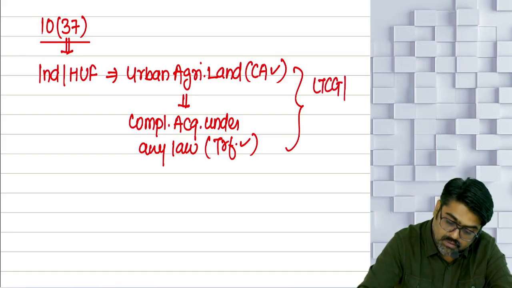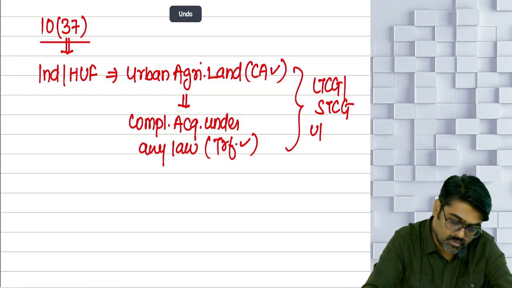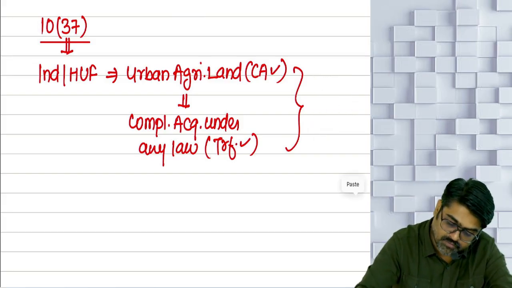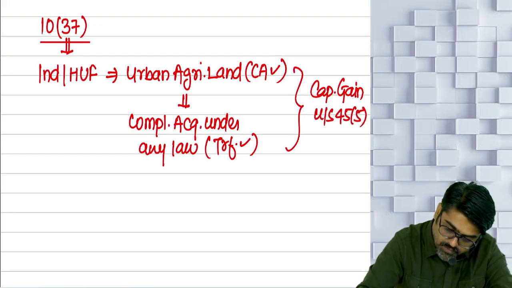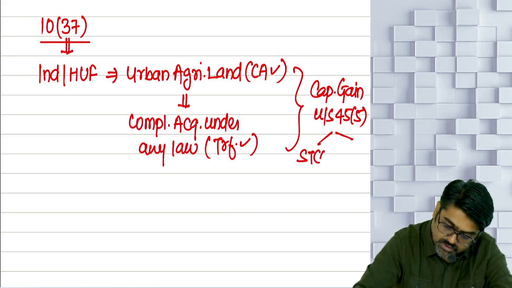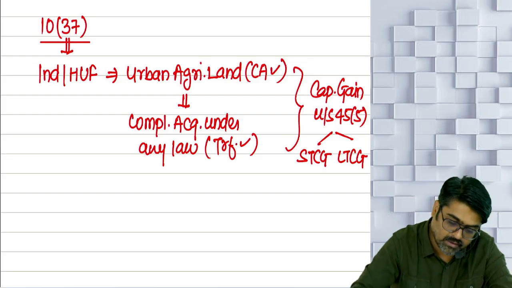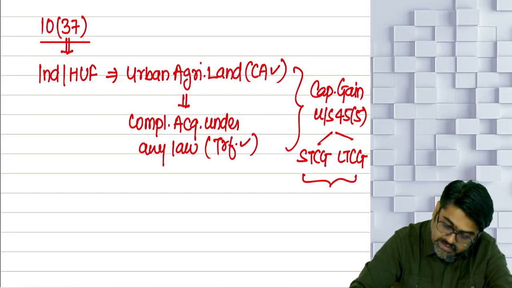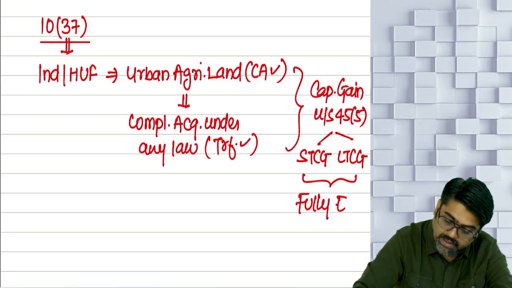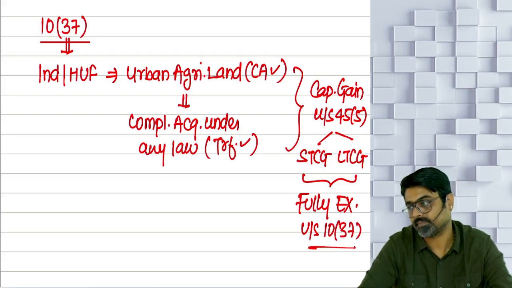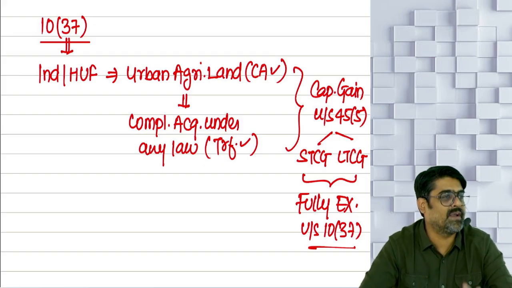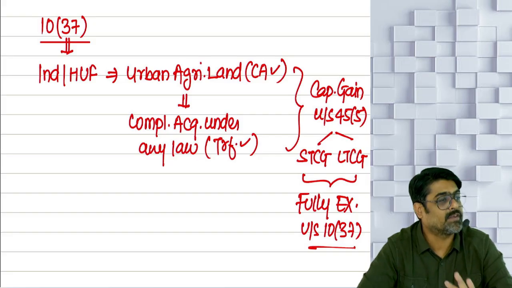Long-term capital gain or short-term capital gain is calculated under section 45(5). So usually on compulsory acquisition of a capital asset under any law, the capital gain is calculated under section 45(5), and that capital gain can be short-term capital gain or long-term capital gain also. Yes or no? This entire capital gain will be fully exempt under section 10(37). So no need to calculate also, because even if you will calculate, the amount has to be exempt.